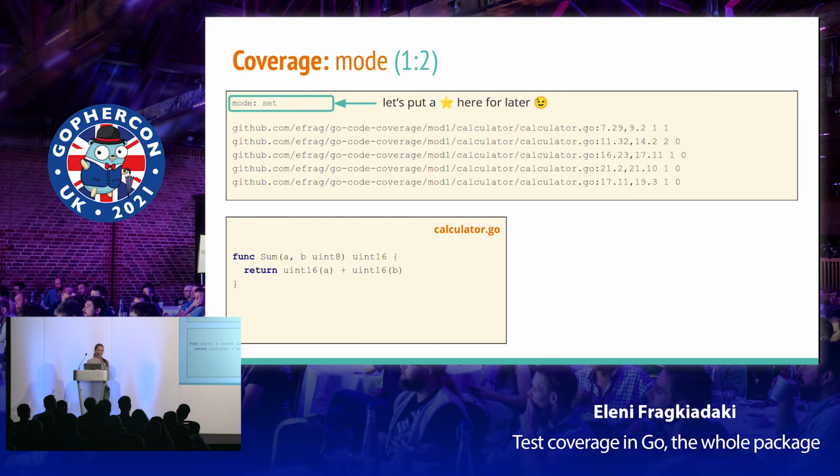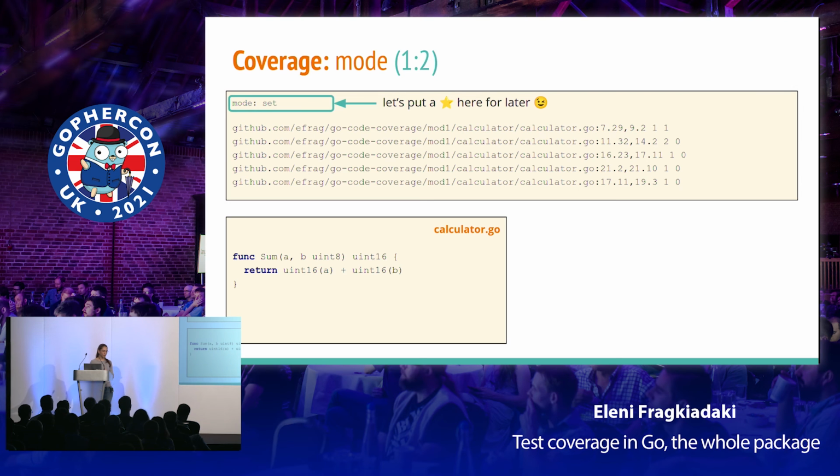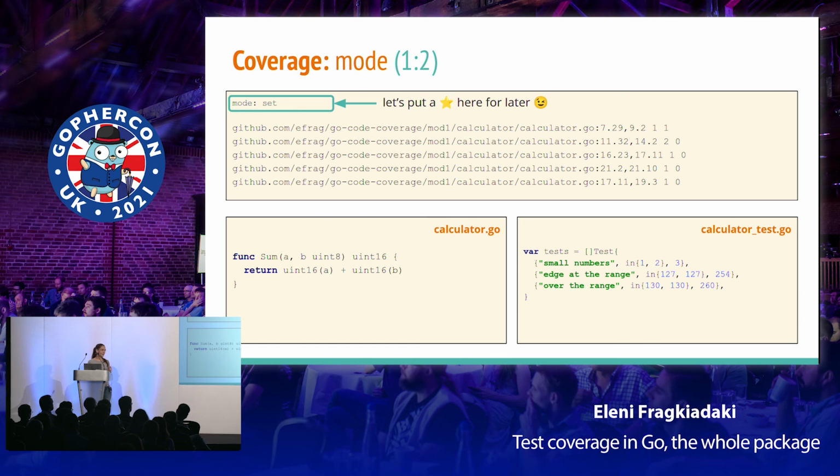So Golang has different ways of running the coverage. Apart from looking at the unit test or the integration test, it also gives us the option to run in different modes. And looking into this one, this is a calculator.go. Again, we only tested the sum function. This is the function that we tested.